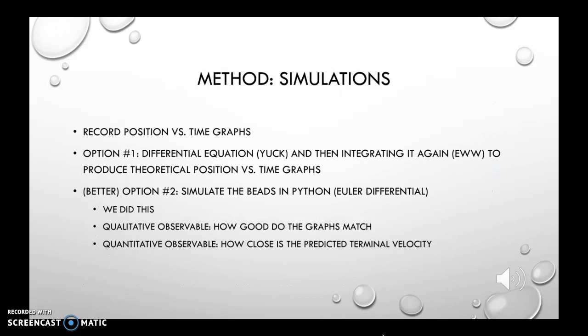So we got the position time graphs from Tracker, and then there were a couple ways to do the simulations. Option one was to use a differential equation and integration. And we decided on option two, where we use this Python simulation, and basically we checked how the graphs matched and how close they were to predicted terminal velocity.